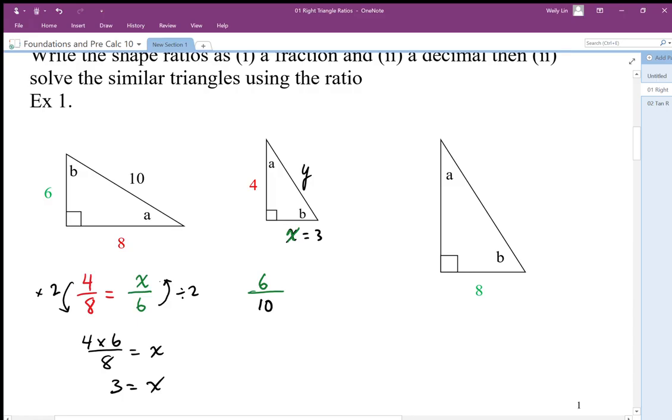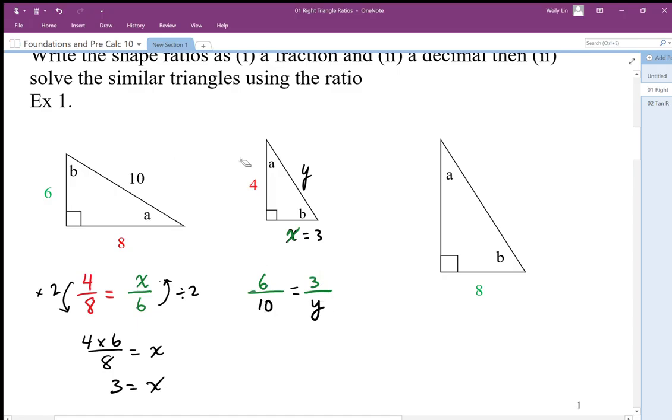As long as I do the same for the other triangle, in this case I'm going to have side 3 compared to, because that's opposite angle A, the hypotenuse. So I need to compare that to the hypotenuse, which is going to be y. So I end up with 6 to 10 is equal to 3 to y.